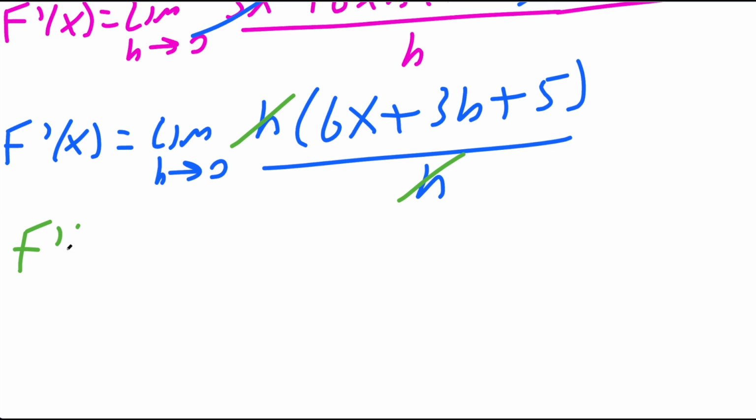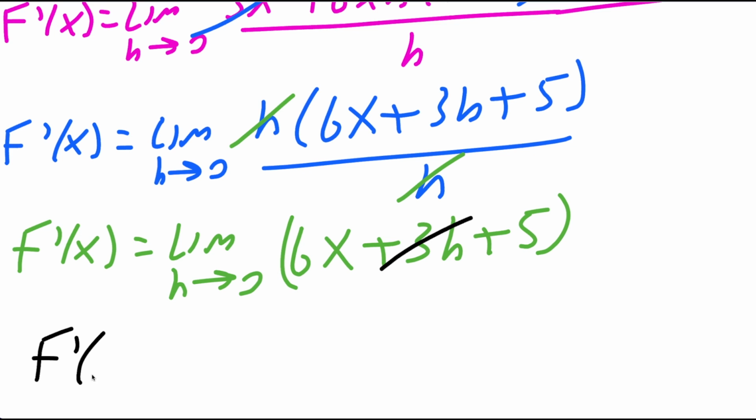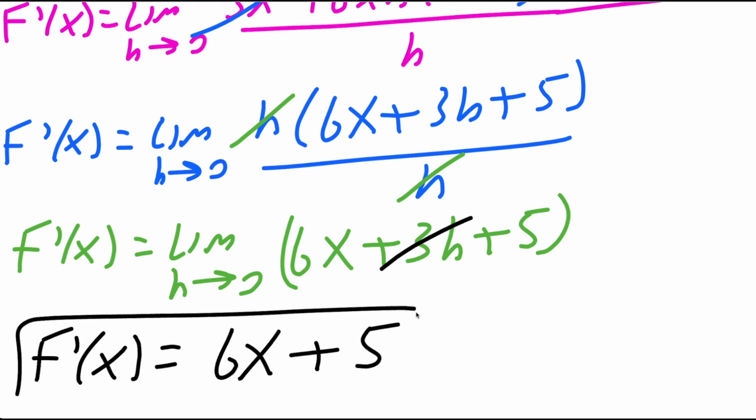So the derivative of f of x is equal to the limit as h approaches 0. And we got 6x plus 3h plus 5. Now h is approaching 0, so when h is 0, 3h is 0. So our final answer for the derivative of f of x will be 6x plus 5, and we got this answer using the definition of derivative. And that's pretty much it for this video.